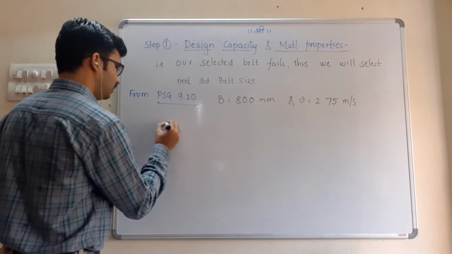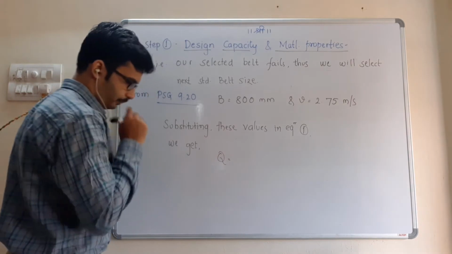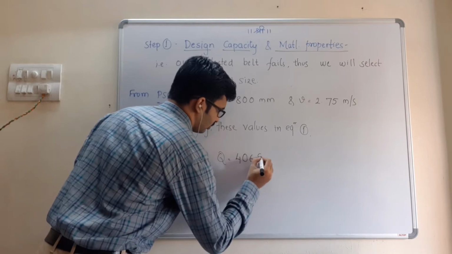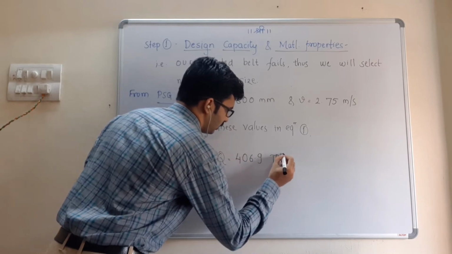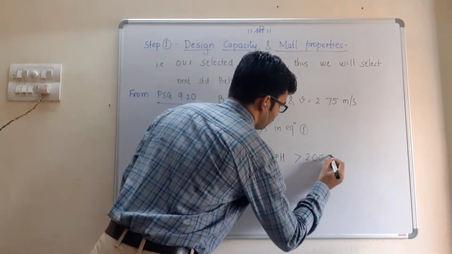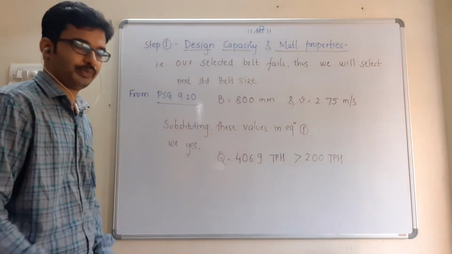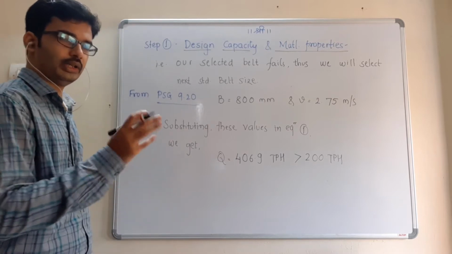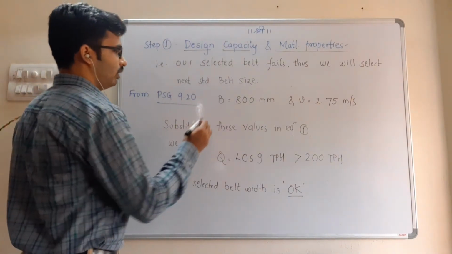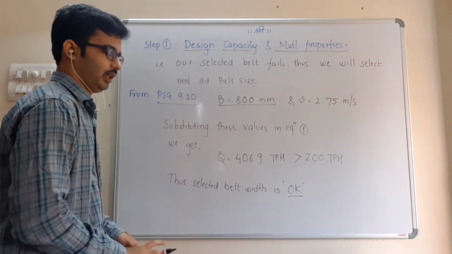So we again substitute, and we get Q equal to 406.9 tons per hour, which is greater than 200 tph, the given capacity, and thus our selected belt is okay. So this is our comment. Now our B value is fixed, 0.8 meter or 800 mm.